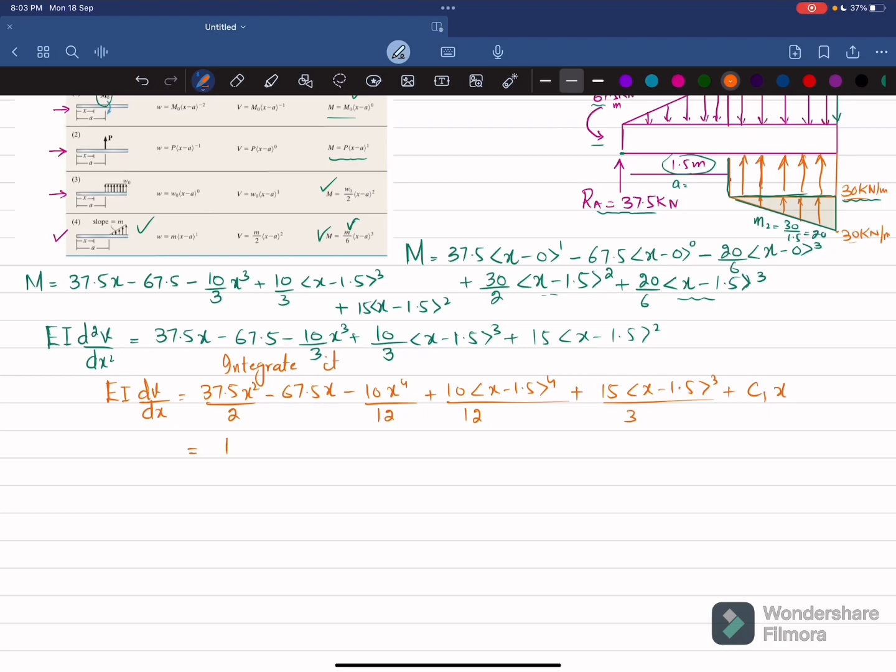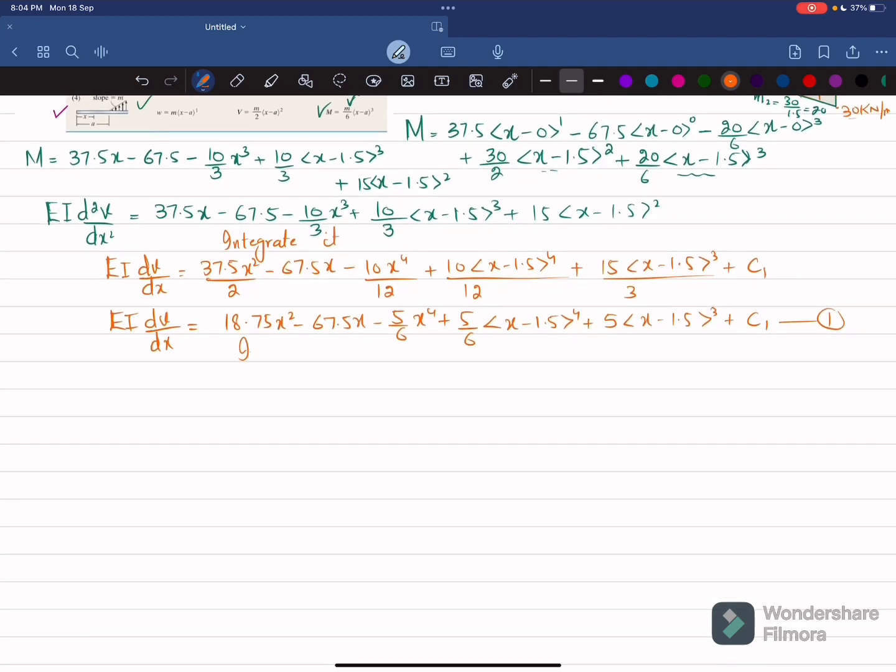And if you further simplify, it will be equal to 18.75 x square minus 67.5 x minus 5 by 6 x power 4 plus 5 by 6 x minus 1.5 power 4 plus 5 into x minus 1.5 power cube plus C1. Sorry, it is C1, not C1x. So this is your equation number 1. Since we are interested to find out the equation of elastic curve, we will integrate equation number 1.